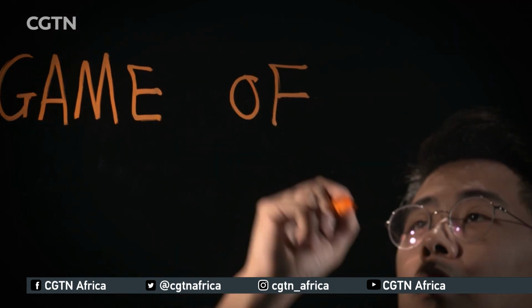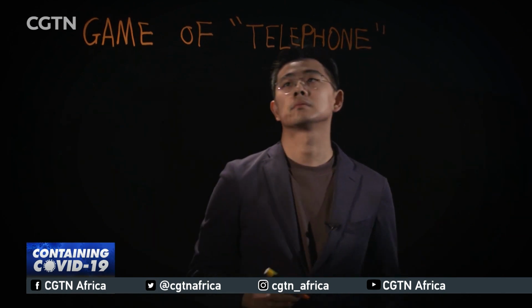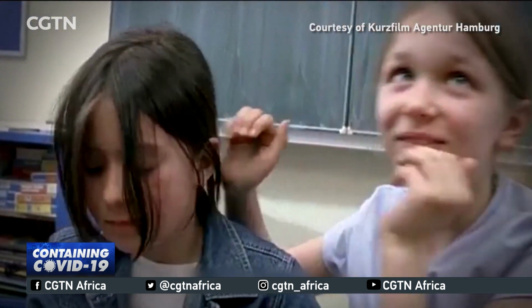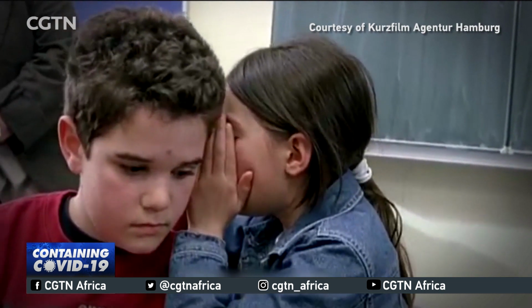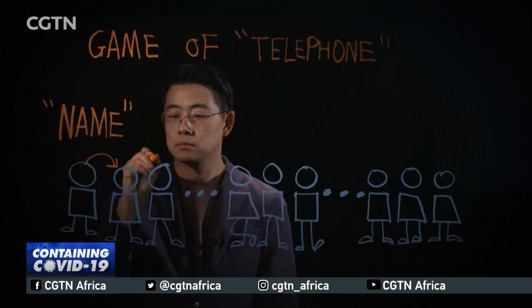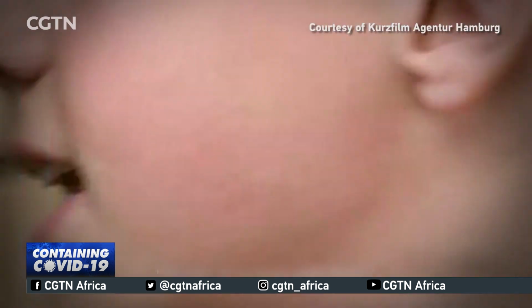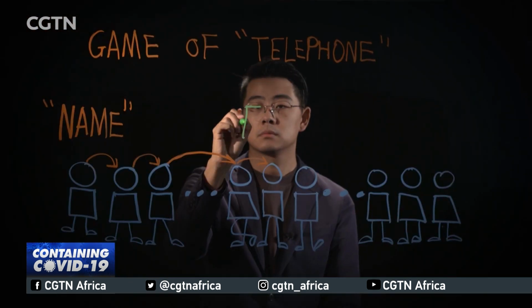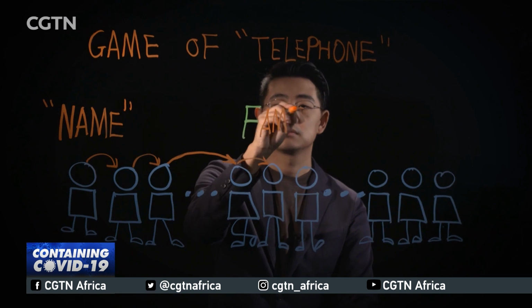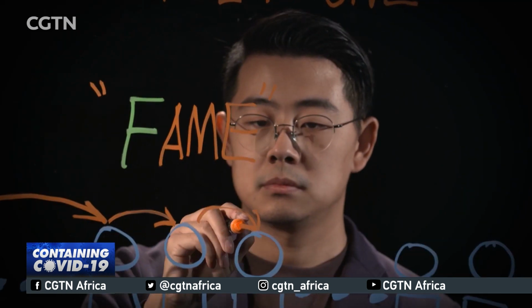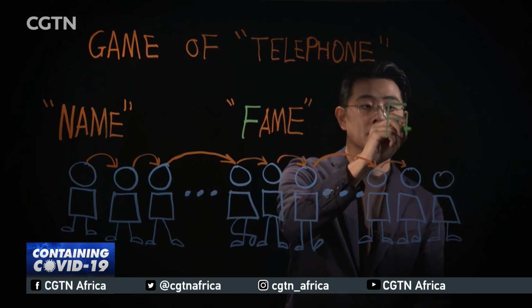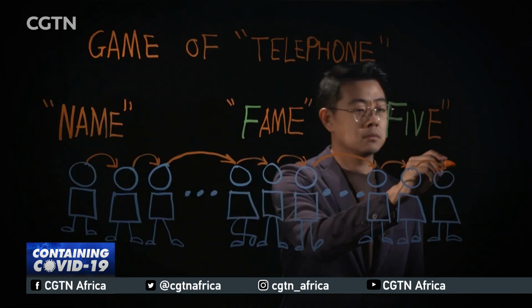Viruses evolve by mutating. Mutation is a little bit like the game of telephone or Chinese whispers. Players pass on a simple word such as "name" from one to another. The more times it's passed on, the more likely it is to be misheard or misinterpreted. As soon as this happens, the word can never go back to the original. So it could, for instance, go from "name" to "fame" to "five" and so on.